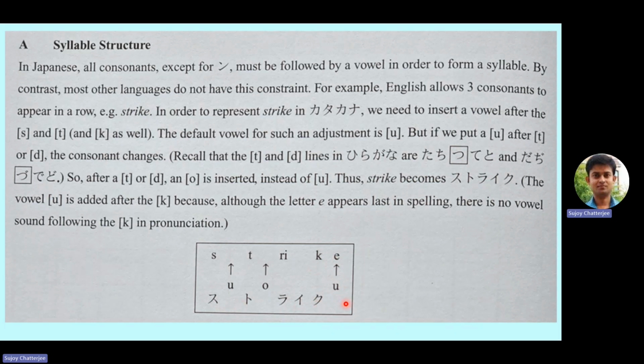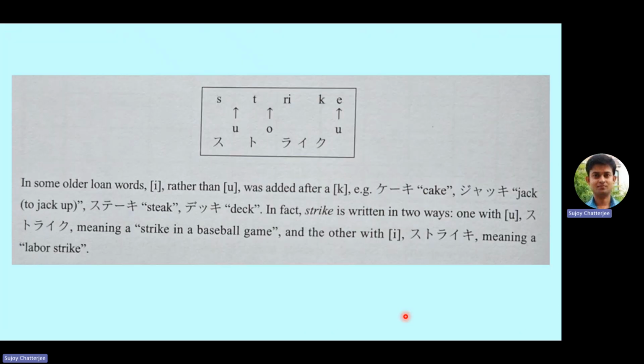So sutoraiku, strike, strike. When you pronounce it in Japanese, you won't say sutoraiku with every syllable, but you will say strike, like that. So this is the fundamental rule of conversion from English to katakana. So this is again the same thing.